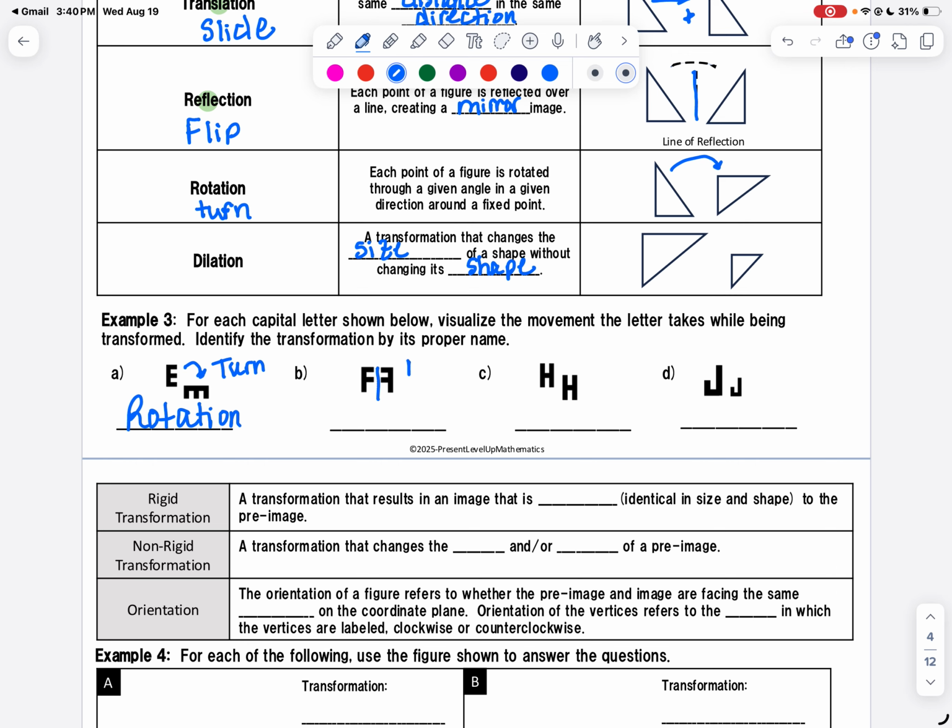Okay. In problem B, we have the letter F, and we have a line here of symmetry. And so our informal word is flip, and our formal word is reflection. It's a reflection. Problem C, our letter H, it looks like it moved over and down, or to the right and down. So this is a slide, which is the informal term, and our formal term is translation.